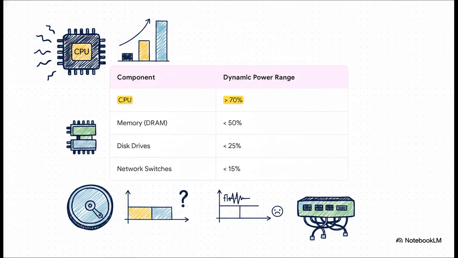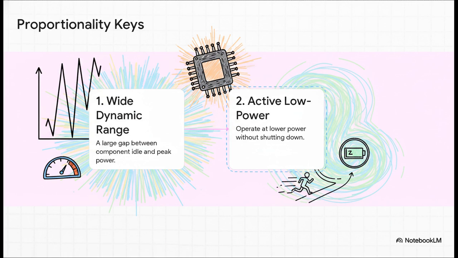But now look at the others. Memory is less than 50%. And disk drives and network switches? Oh man, they are shockingly bad. They're pretty much just on or off, with almost nothing in between. So to fix all this, engineers have to build two key things into every single component. First, a wide dynamic power range, just like the one a CPU has. And second, something they call active low-power modes. Think of it like a dimmer switch for a light bulb. Instead of just being fully on or fully off, a component can run at a slower, lower power state to save energy, but without that long delay it takes to wake back up from being completely asleep.